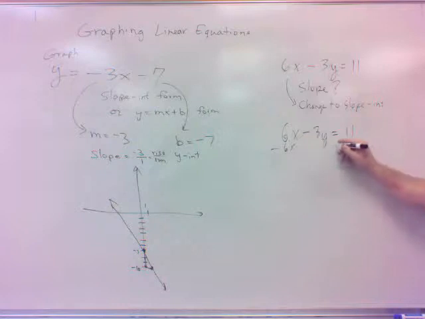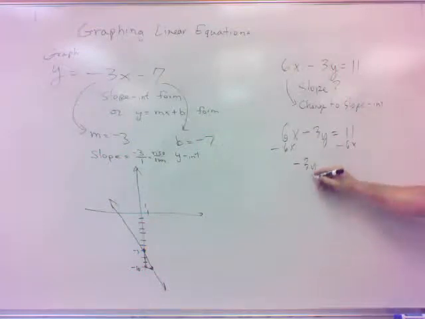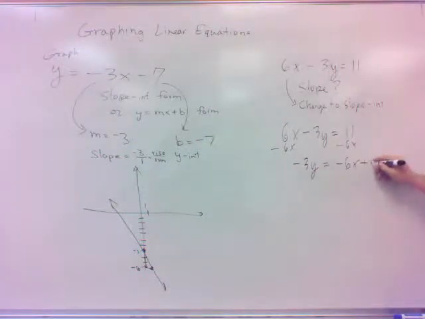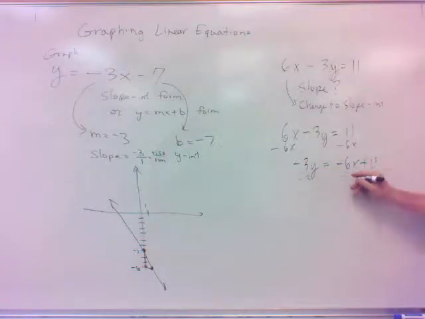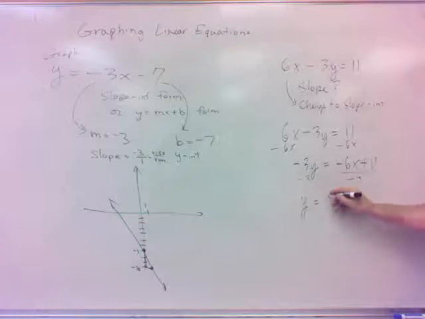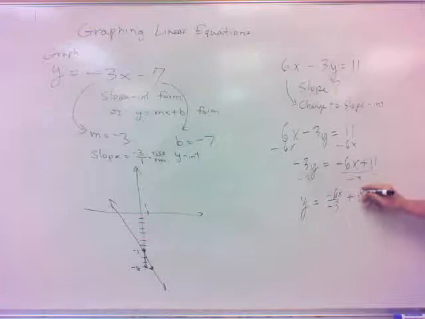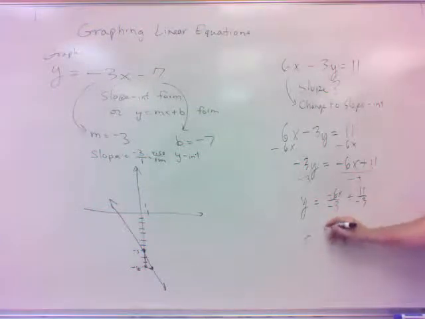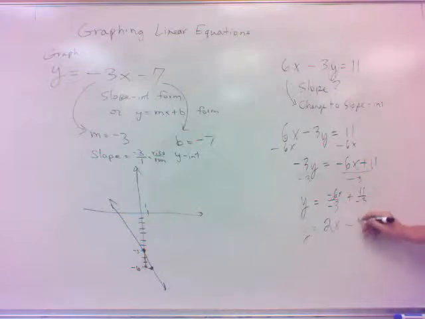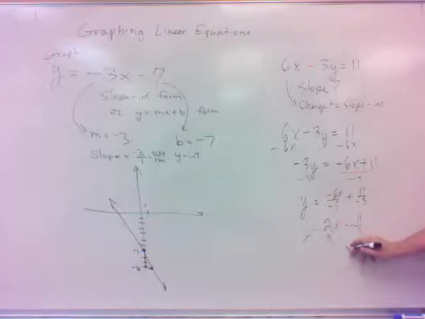So we subtract 6x, so it'll be -3y equals -6x plus 11, because I can't combine those terms. Then divide off the -3, so divide both of those by -3, the -6x and the 11. Negative divided by negative is a positive, so that's 2x, and then minus 11/3, one way you could write it. So there's my slope, right? Okay. All right.